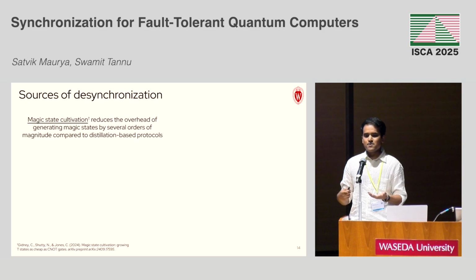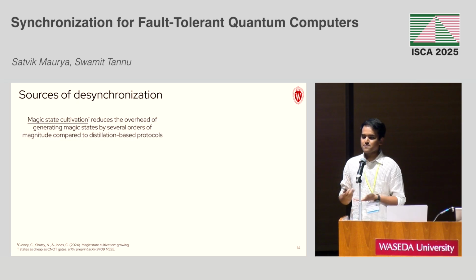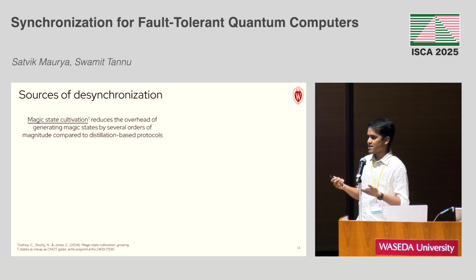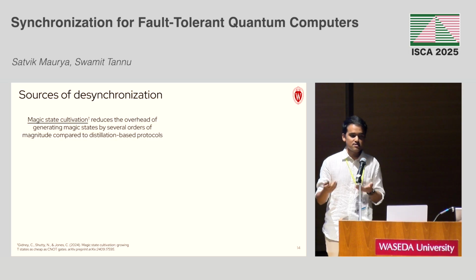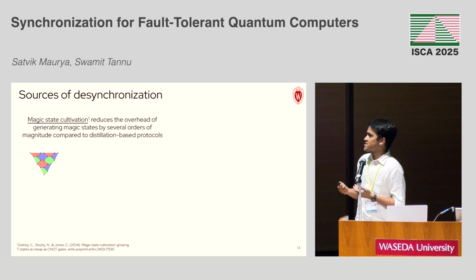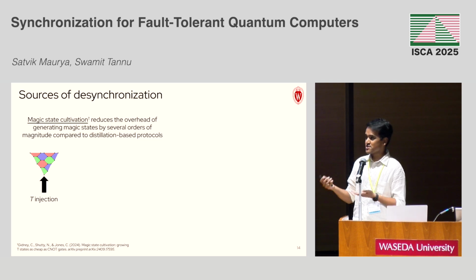Now there are many proposals on how these non-Clifford states can be produced. And I think the most promising candidate right now is this protocol known as magic state cultivation. The reason why magic state cultivation is promising is because it drastically reduces the physical qubit requirement for generating these non-Clifford states. And so it's really attractive, especially in the near term. So the cultivation protocol proceeds as follows. You start with a small color code logical qubit. You do an injection of a T state into this color code logical qubit using a unitary circuit.